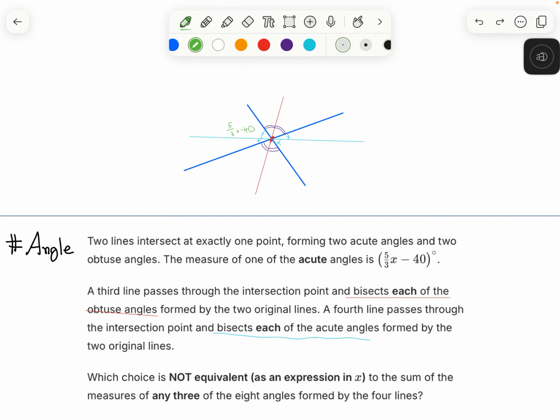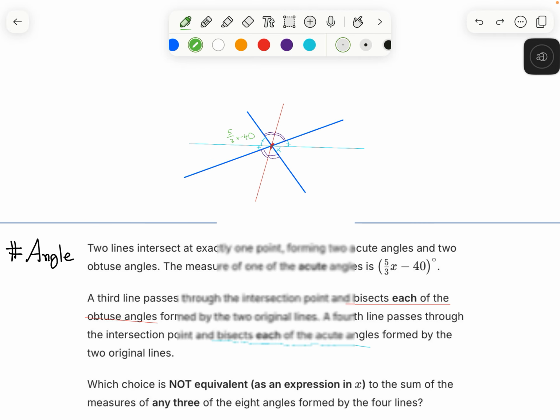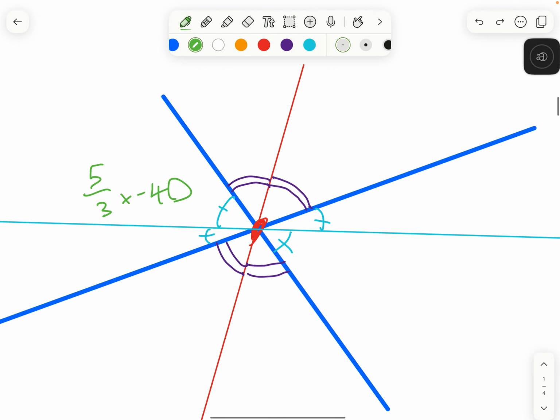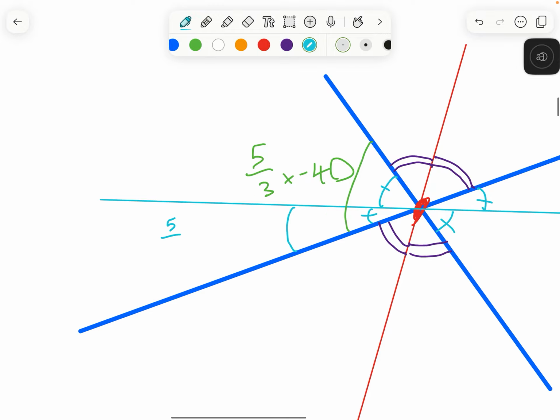So let's start. Let's rewrite everything in terms of x, because you only see x in the answer choices. So if the entire acute angle here is 5/3 x minus 40, and because this acute angle is bisected, you divide it by 2. So this here is 5/6 x minus 20.